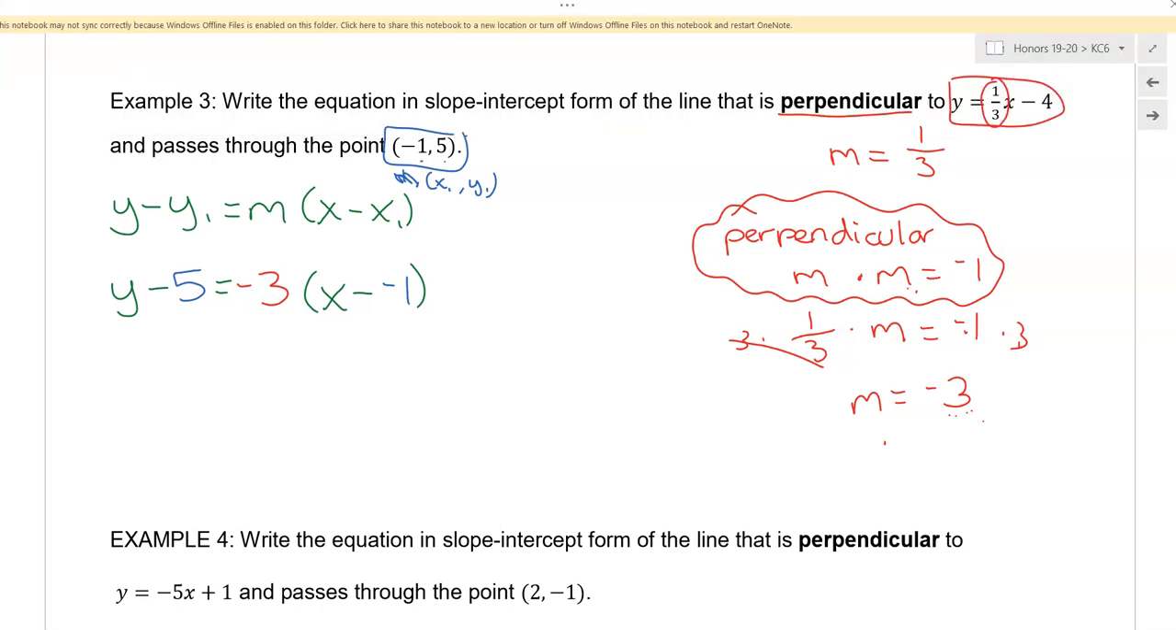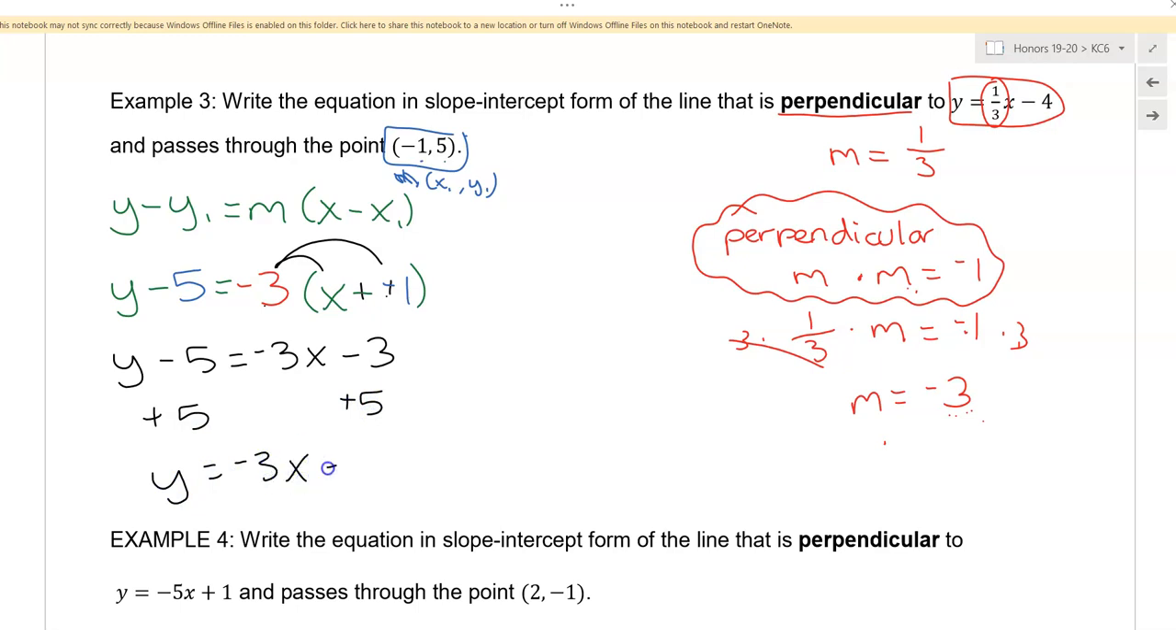Now it's the same thing. I'm going to distribute my negative 3, being careful that a negative times a negative is a positive. So I have y minus 5 equals negative 3x. Negative 3 times negative 1 is positive 3. Adding 5 to both sides, I get y equals negative 3x plus 2.